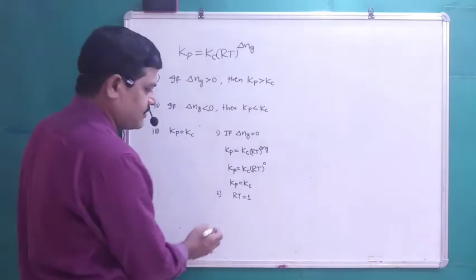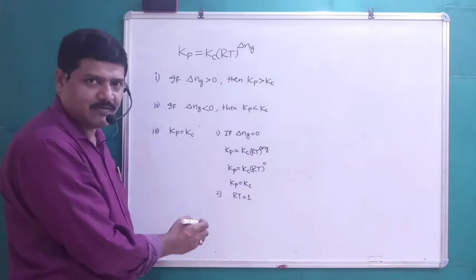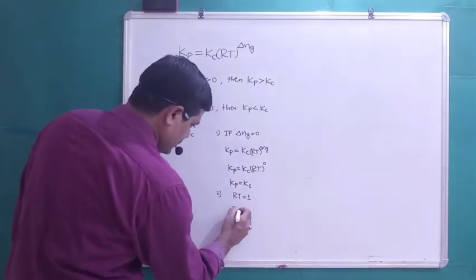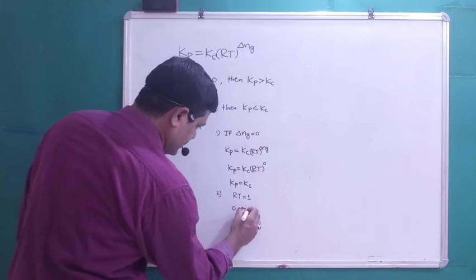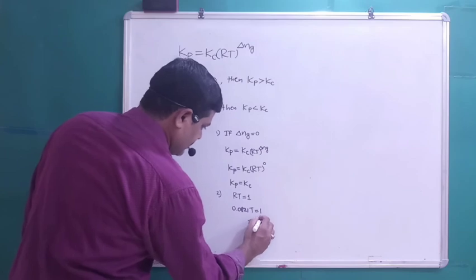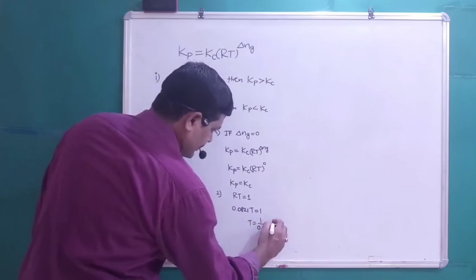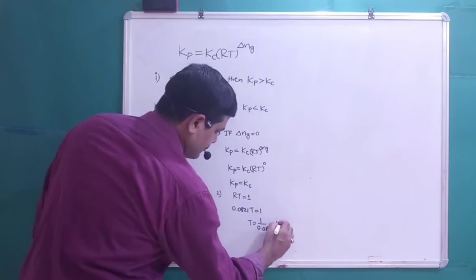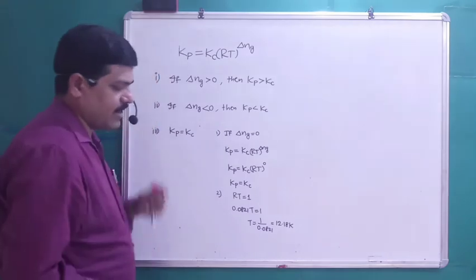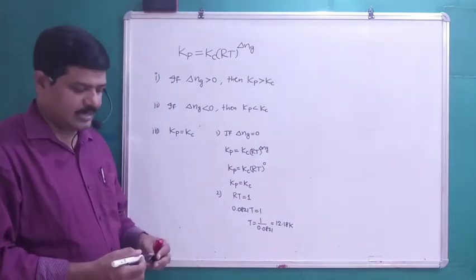Let us find out the temperature at which Kp is equal to Kc, whatever the delta Ng value. So substitute the R value as 0.0821 into T equal to 1. So T is equal to 1 divided by 0.0821. On simplifying this, we get 12.18 Kelvin. At 12.18 Kelvin, Kp is equal to Kc, whatever the value of delta Ng.